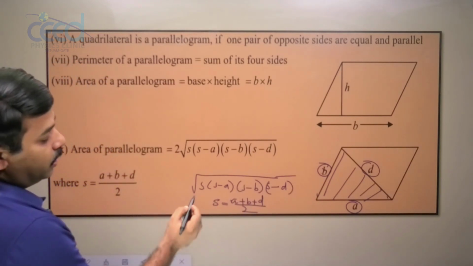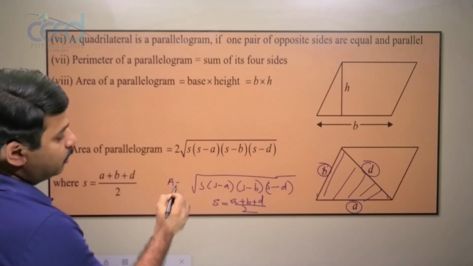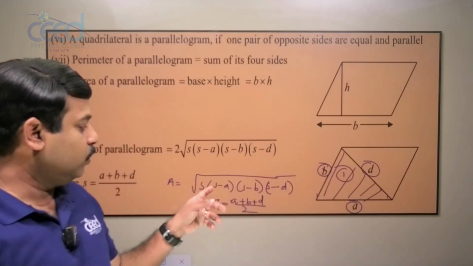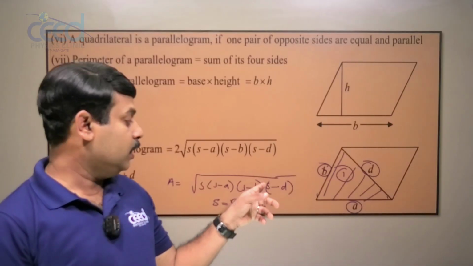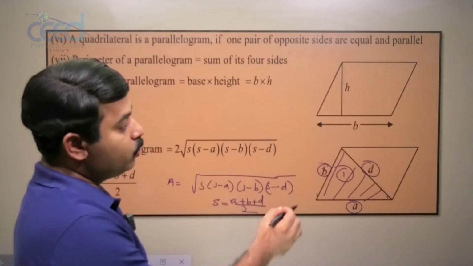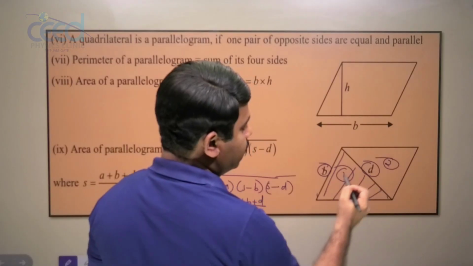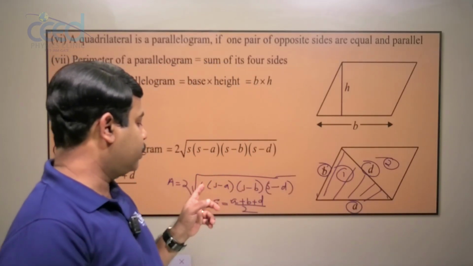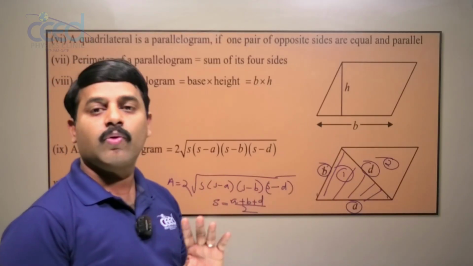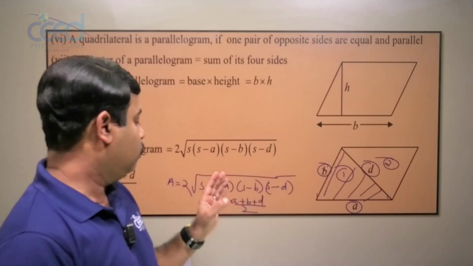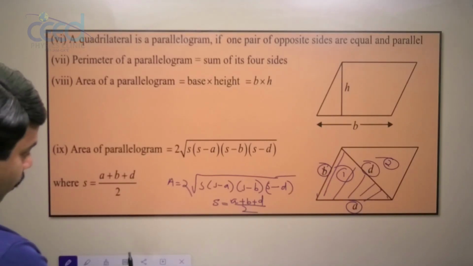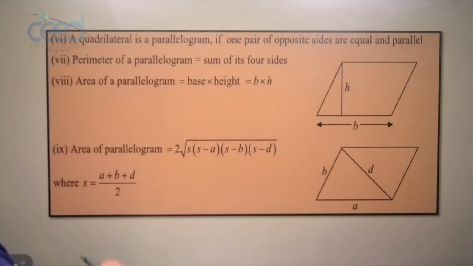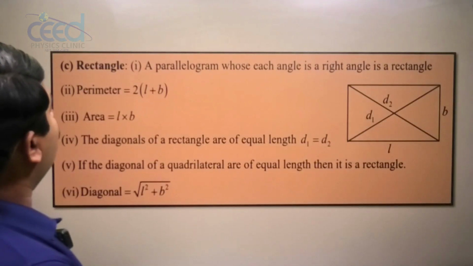Then what is the area of the triangle? The area of the first triangle is the square root of S into S minus A into S minus B into S minus D. We have two triangles like that. Then what is the area? 2 times the square root of S into S minus A into S minus B into S minus D. So this is about the area of the parallelogram.